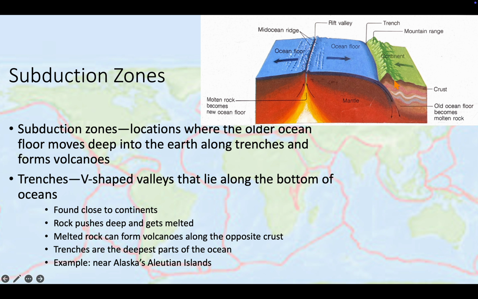We'll talk more about that when we do our drawings for this unit. And the trenches are the deepest parts of the ocean, and an example would be near Alaska's Aleutian Islands. This will come up again later towards the end of the unit.